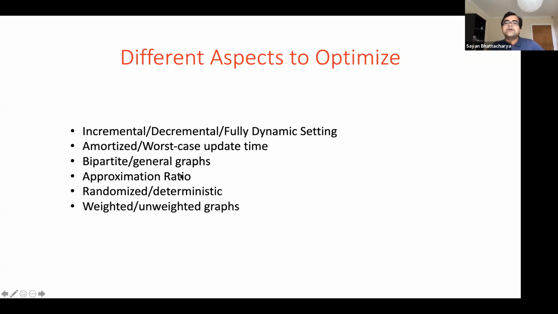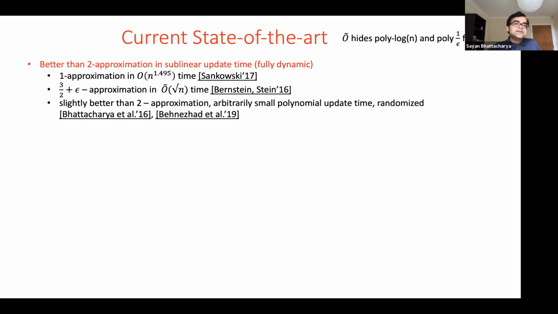You can think about randomized versus deterministic algorithms. You can think about the graph being weighted or unweighted. There are so many different parameters. Each gives rise to a different setting. Now, here is a very crude summary of the state of the art on this problem, keeping in mind that there are quite a few papers I'm missing out on, because there are probably 20 or 30 papers on this topic right now.